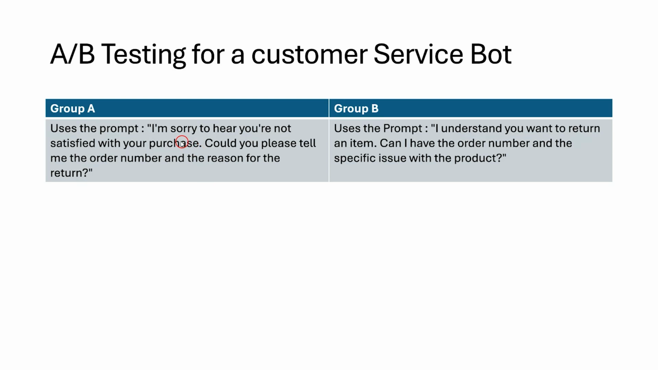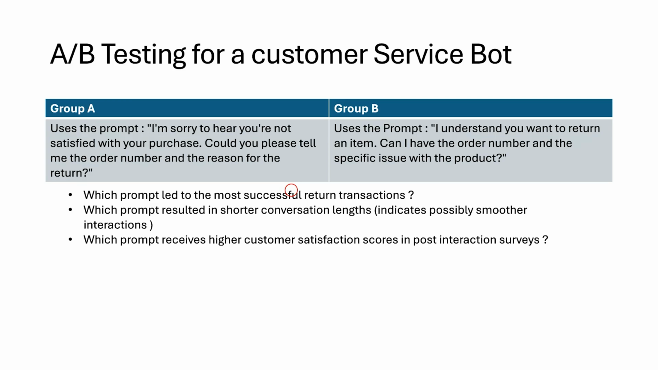Look, I'm sorry to hear you are not satisfied with your purchase. Could you please tell me the order number and the reason for the return? That is prompt one. And prompt two: I understand you want to return an item. Can I have the order number and the specific issue with the product? You do A/B testing like this for different prompts and see how customers interact and how satisfied they are with those prompts.